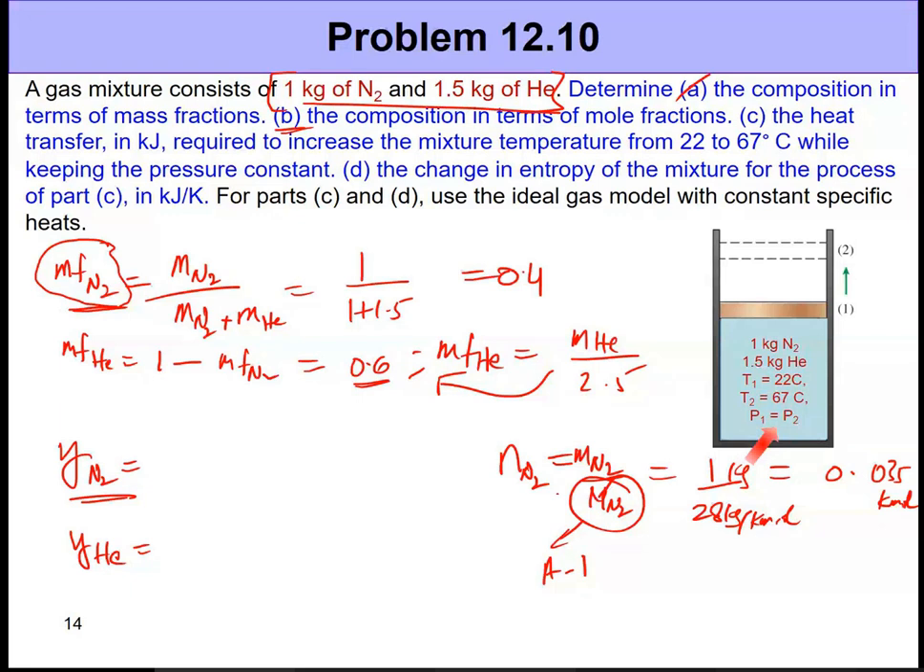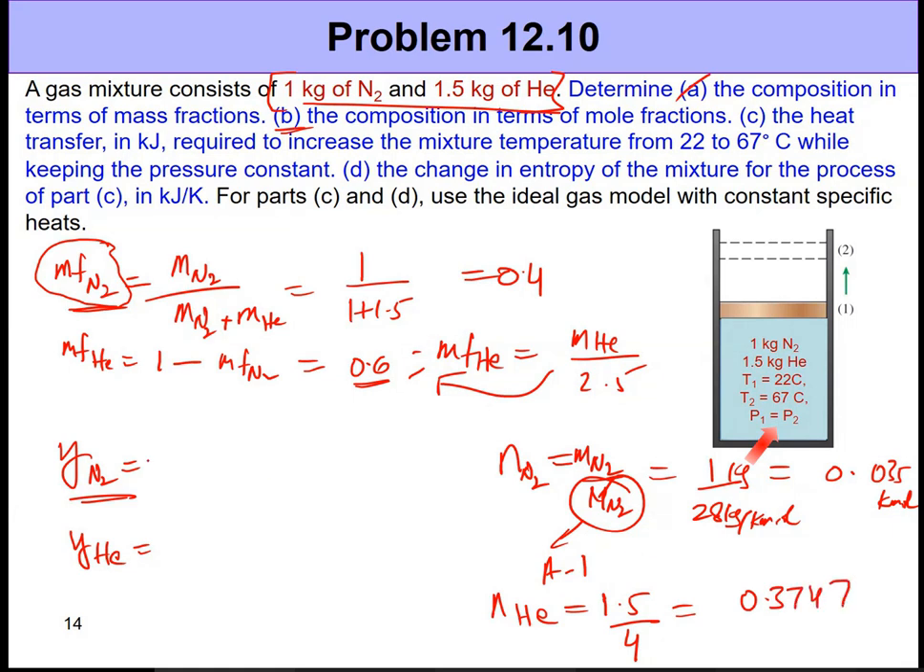Now that's the number of moles. We also need to get the number of moles for helium, to get the mole fraction. So that's the mass of helium, which is 1.5, divided by the molar mass. The molar mass for helium is 4. This again is something that you get from table A1. So the number of moles comes out to be 0.3747.